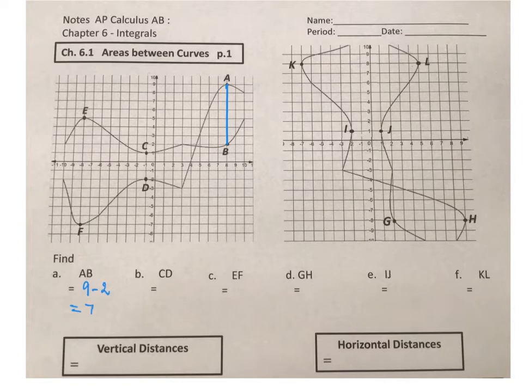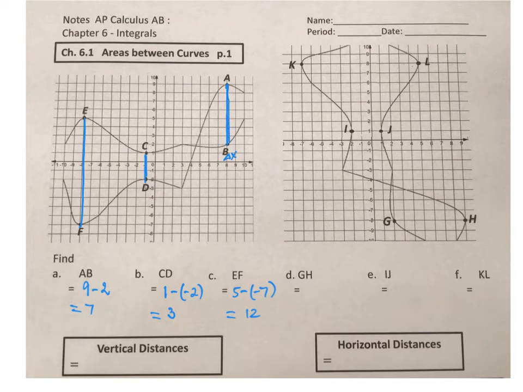The distance between C and D, the vertical distance, is 1 minus a negative 2. So the total distance is 3. The distance between E and F is 5 minus a negative 7. So we write 5 minus a negative 7. That is 12.